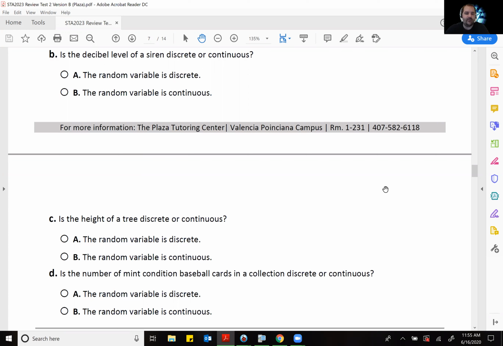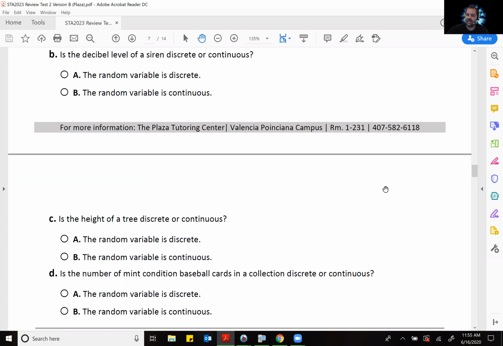The number of mint condition baseball cards in a collection. Discrete. Sorry, say that again. Discrete. Yeah, definitely discrete. Either it's mint condition or it's not. There's no halfway there. And you can definitely count that up. The random variable is discrete. Okay.